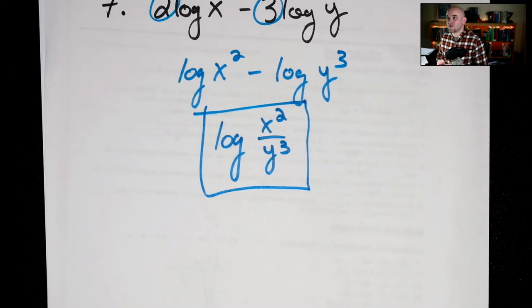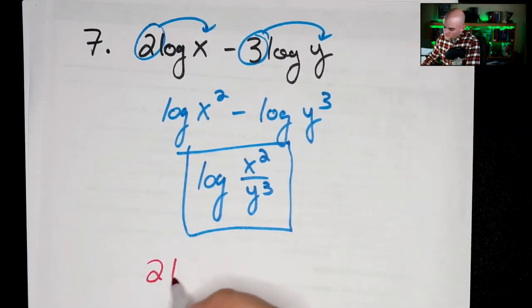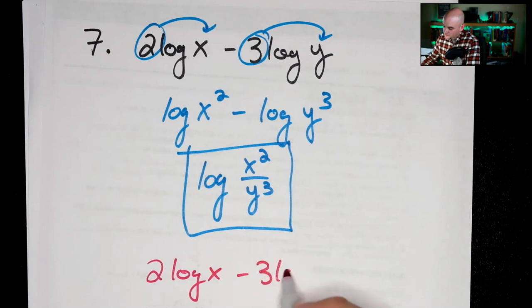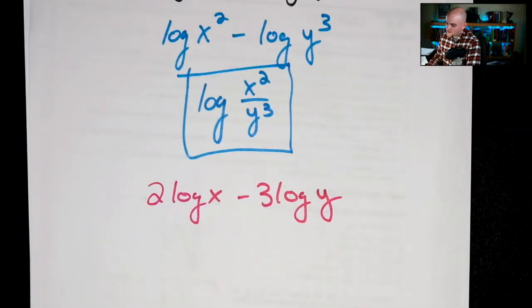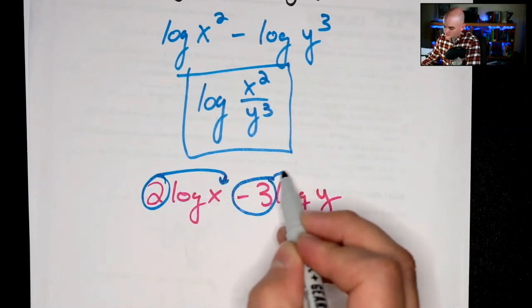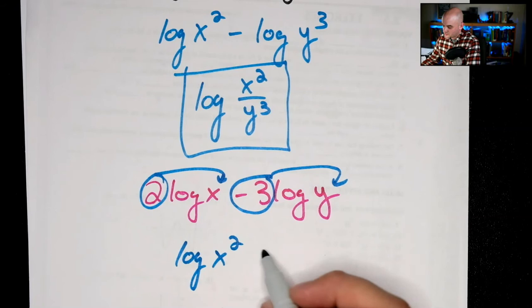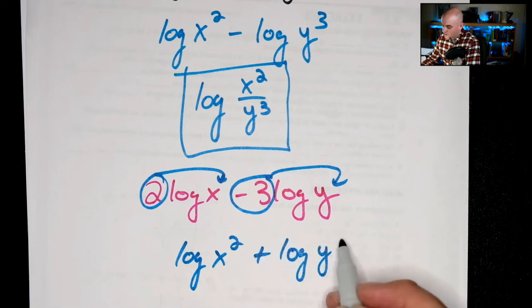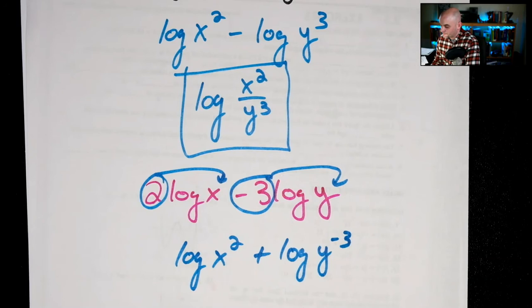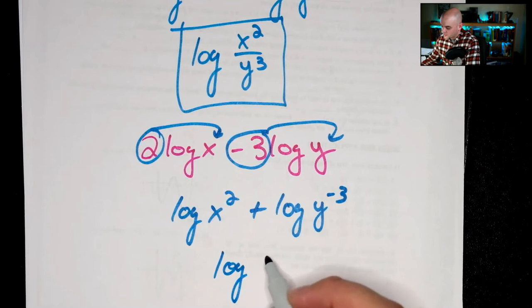Now, one interesting thing to note on this is some students look at this problem like this. They say, all right, we've got 2 log x minus 3 log y. And this is how they approach the problem. They might say, move the 2 up top, and they move the negative 3 up top. So this would be the same thing as log x squared plus log of y to the negative 3. And then when we add these, we're going to be multiplying them to combine them. So we got log of x squared times y to the negative 3.